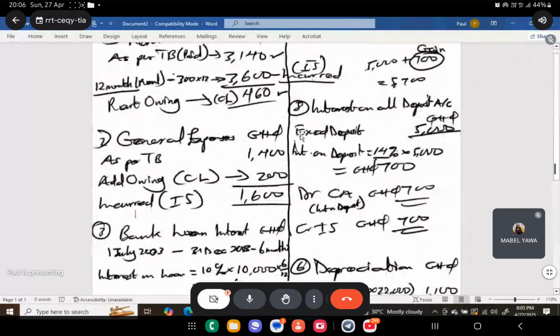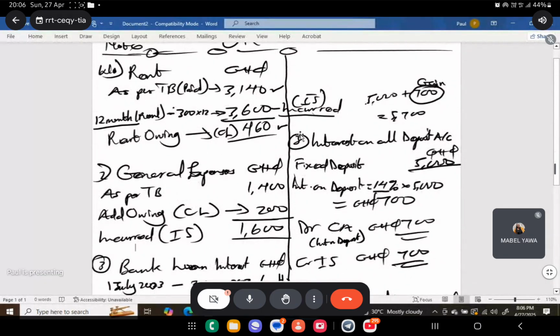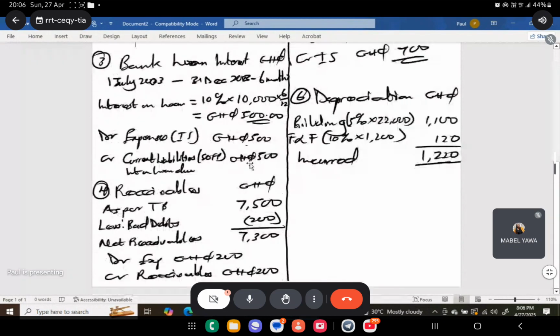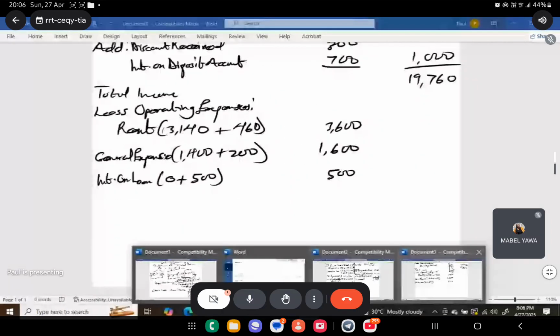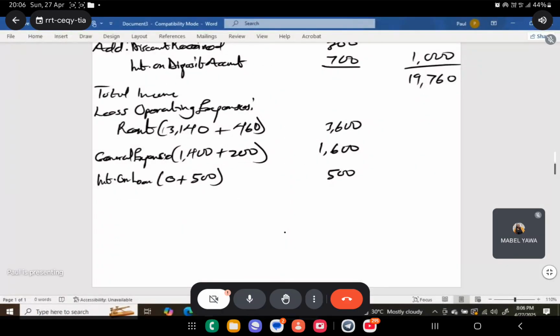Now, the next thing we treat is called bad debts. Bad debts, it was 200. It was in the additional information. So we treat that bad debt as 200. There was no bad debt in the trial balance, but additional information 200.